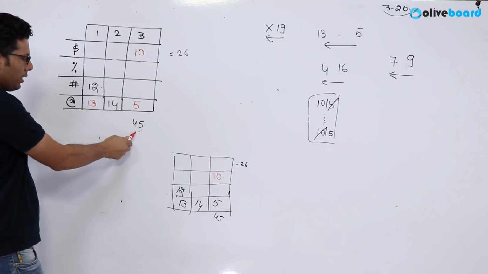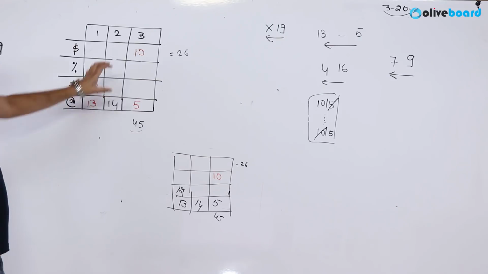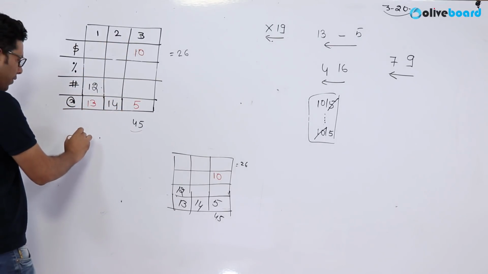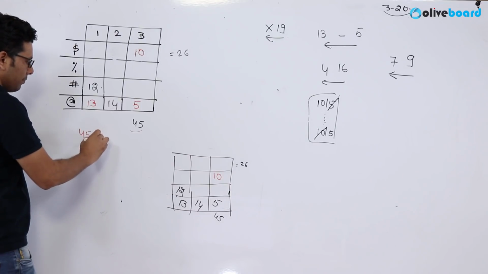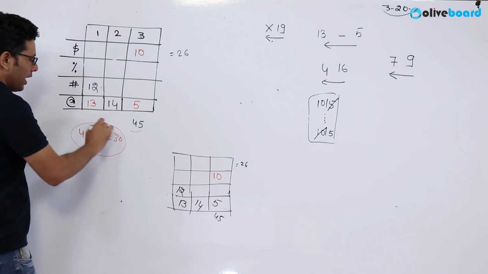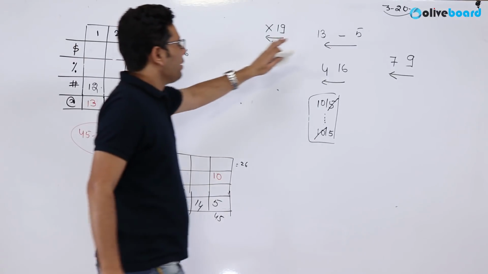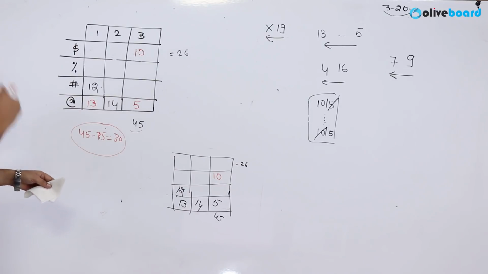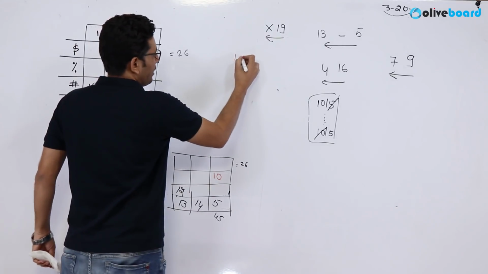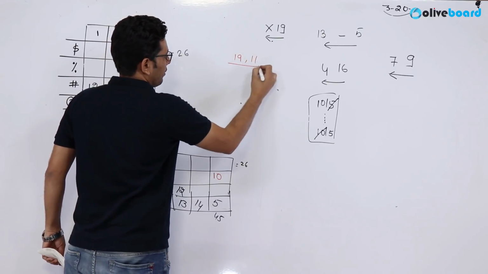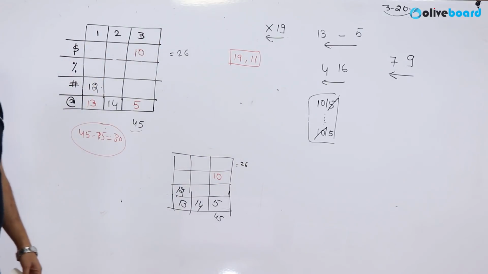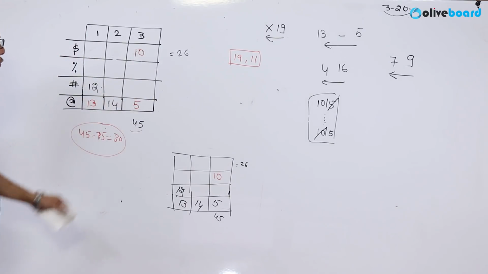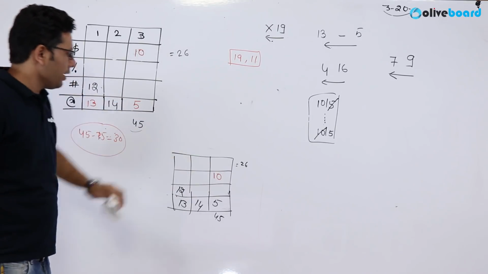the sum is 45. Out of 45 I'm having the 10 plus 5, 15. Okay, 15, 45 minus 15. I need 2 numbers which have the sum of 30, and the number should be between these 2. So the numbers which have the sum of 30 would be 19 and 11. This is the number which can be put here. Okay, so 19 and 11 can be put here.